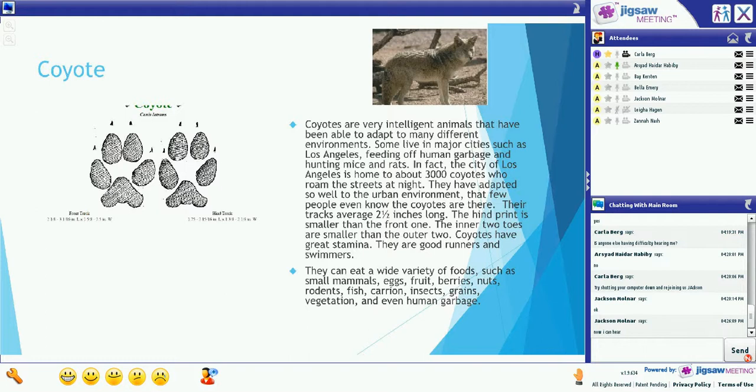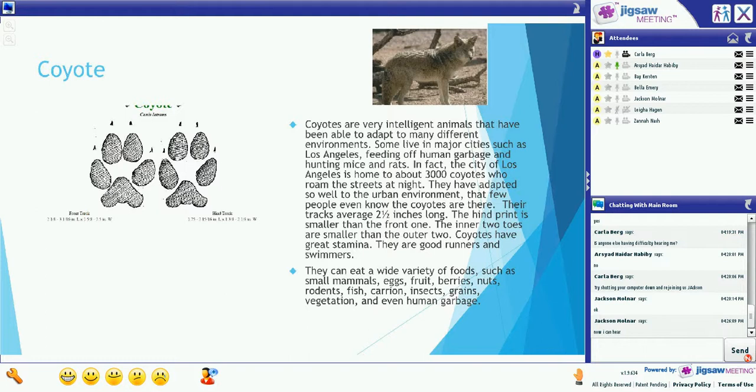Tracks average 2.5 inches long. The hind print is smaller than the front one. The inner two toes are smaller than the outer two.